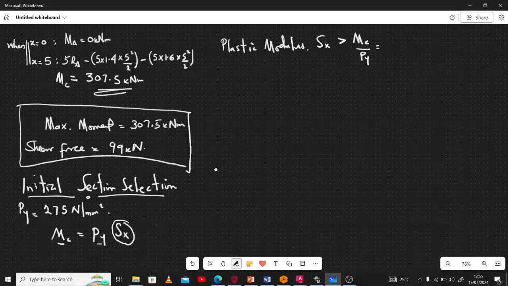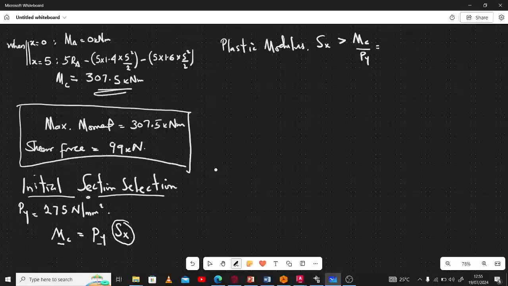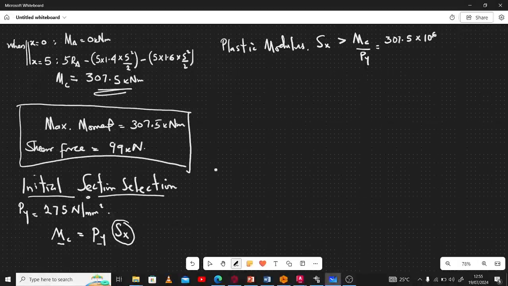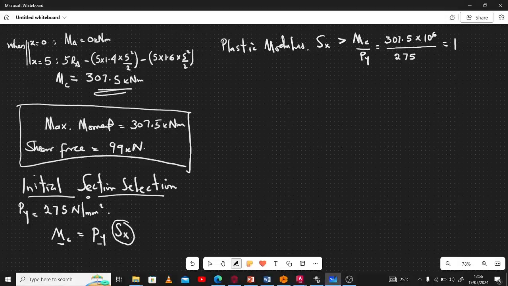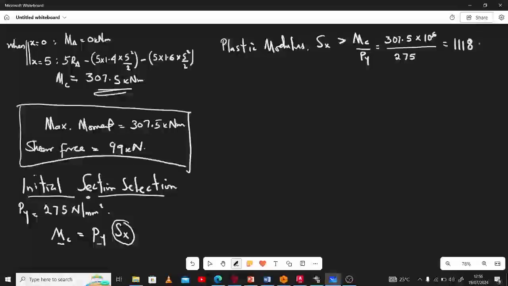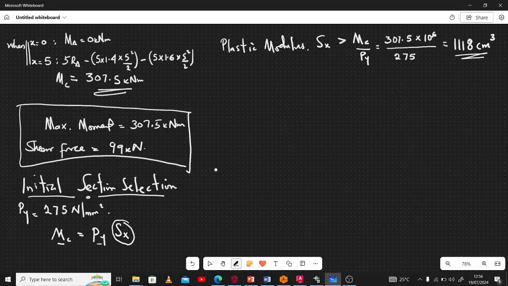So the moment at C that we obtained here is 307.5 multiplied by 10 raised to 6, divided by 275 Newton per millimeter square. Okay, so the result of this is 1118 centimeter cube. So this gives us an idea of the section we need to pick. So any section with a plastic modulus higher than this would be a good trial section for our design.